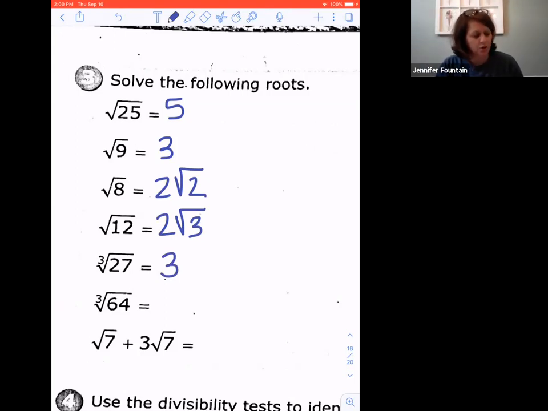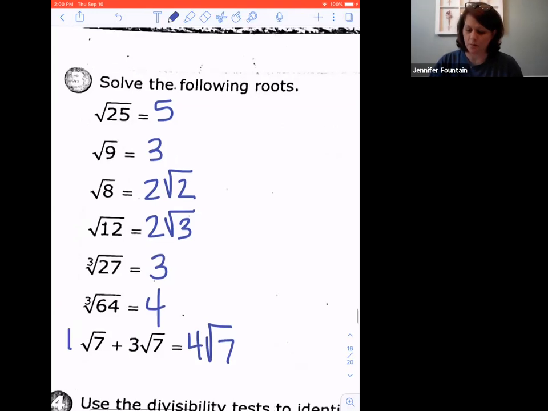And then the cubed root of 64 is 4. Any questions on those? Everybody do okay? All right. Then when we're adding the square root of 7 plus 3 times the square root of 7, I need to put a 1 in front of the square root of 7, so that becomes 4 times the square root of 7.